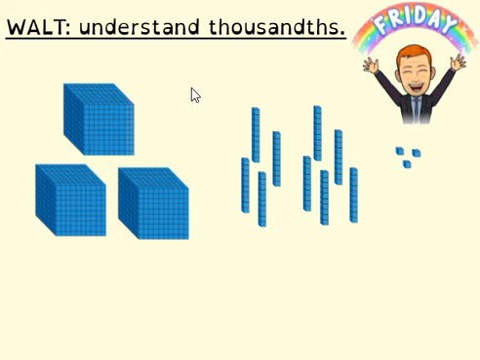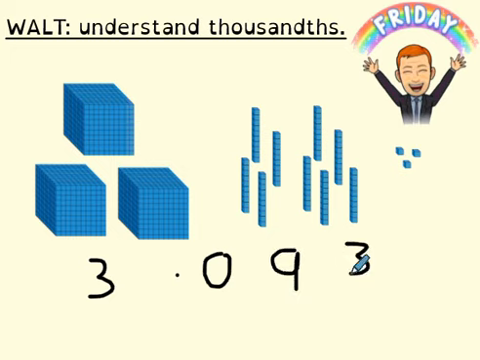So the number I have would be 3 wholes still. We've still got wholes, so we're still greater than 1. Still have a decimal point. I haven't got any tenths, so I've got no squares, so the 0 goes in there. I've got 9 hundredths, and I've got 3 thousandths. So the number, again, let's think how we say it, 3.093 as opposed to 3.93.